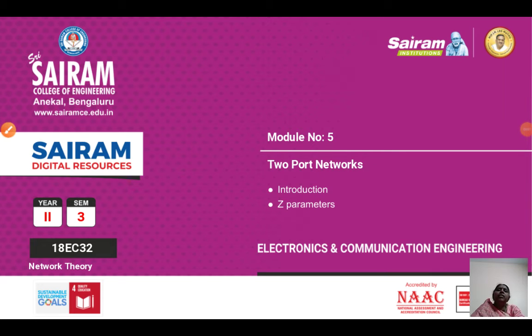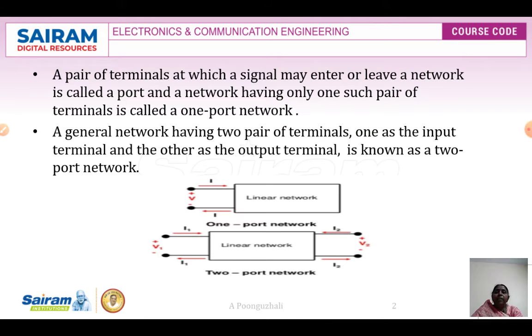Today we'll see Module 5. Module 5 comprises two parts. The first part is two-port networks and the second half is resonance circuits. Under two-port networks we'll see four different parameters: one is the Z parameters, the other is the Y parameters, then the H parameters, followed by the ABCD parameters. First we'll see the definition of a port.